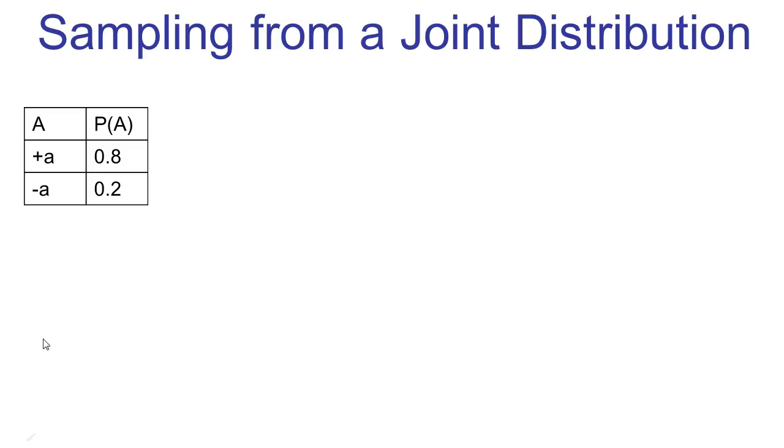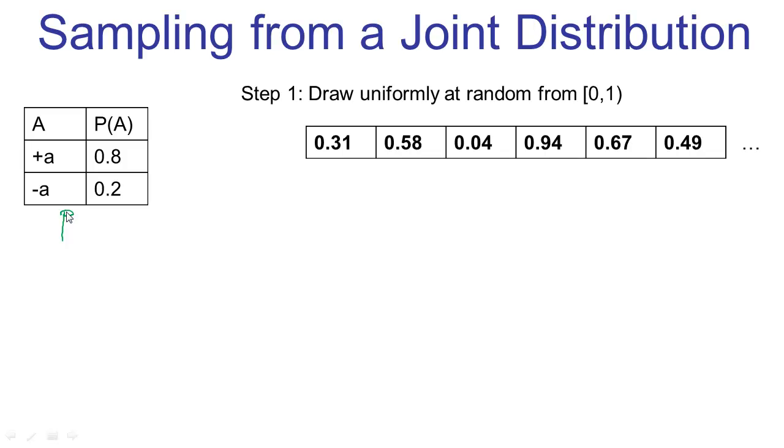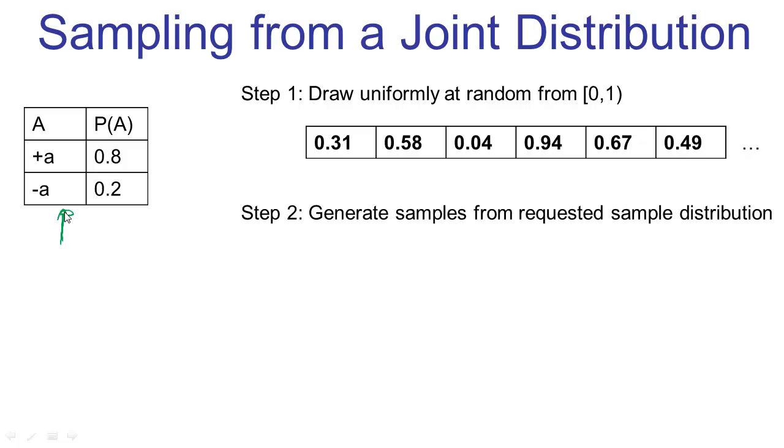We'll start with sampling from a joint distribution, in this case a distribution over a random variable A, which can take on two values, plus a and minus a. Our sampling procedures go in two steps. In the first step, we sample uniformly at random from the 0-1 interval. Typically, most programming environments will provide this functionality to you, and then your job is to go from this functionality to having the functionality of being able to sample from arbitrary distributions. For example, this distribution shown over here and distributions we will look at in future slides. In step 2, we then generate the samples from the requested sample distribution.